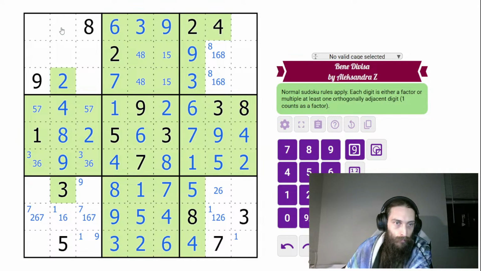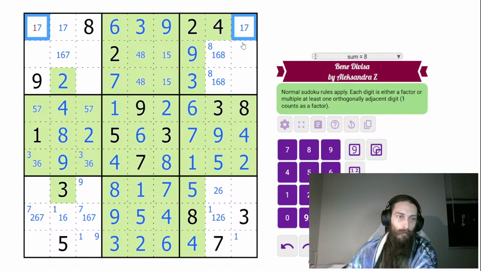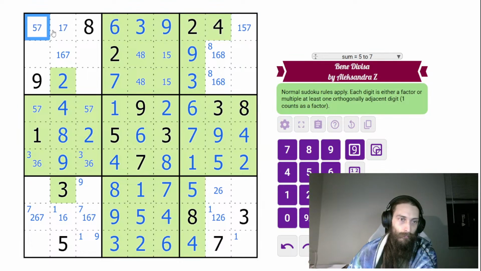Column 2 needs 1, 6, and 7. And 1, 7, and 5. 5, 7 pair. Take 7 out. I believe that has to be 7 now, so 5, 7, 5.